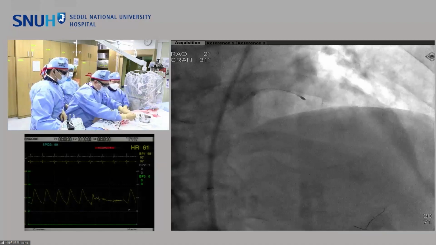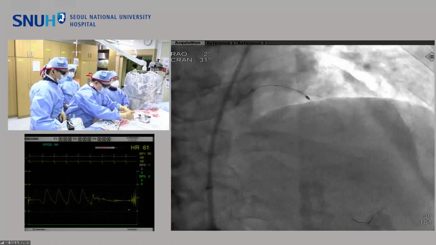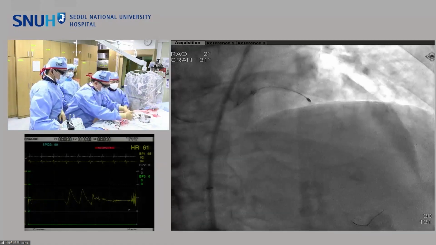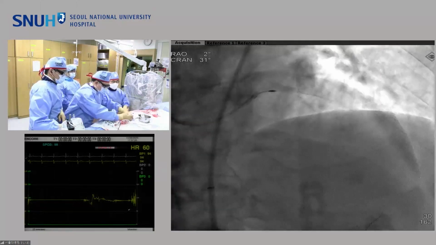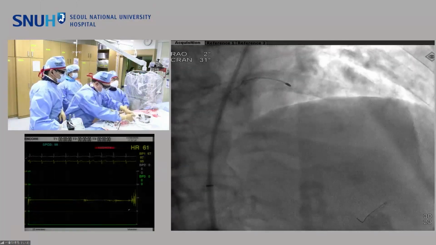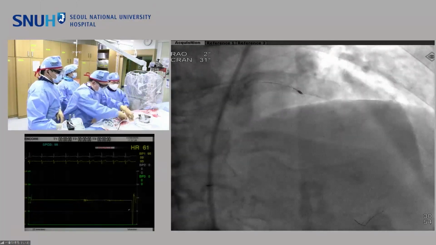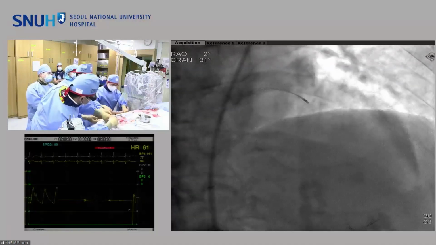Oops. Baseline heart rate is very low in this patient. Do you like to use adenosine ever? No, not intracoronary, just atropine. Intracoronary atropine. Okay.